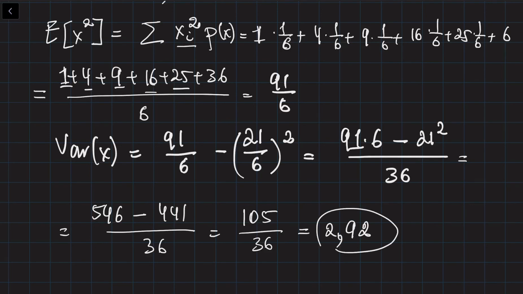So this is going to be the variance of the random variable x, where x means the result of rolling a die. In our next lectures, we're going to try to calculate the variance for other examples as well, and we are going to try to understand the meaning of the variance more deeply.